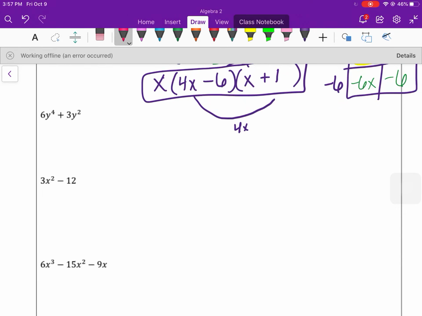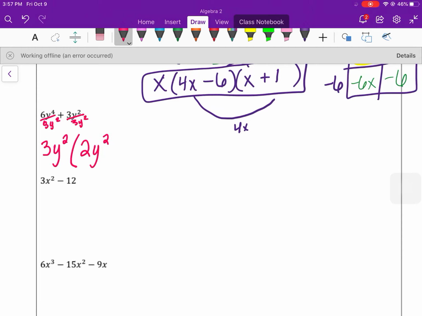Second example, 6y to the 4th plus 3y squared. First, 6 and 3 are both divisible by 3. Then y to the 4th and y squared, I can take out a y squared from each. Which means if I take out a 3y squared here, 6 divided by 3 is 2. Y to the 4th, take out a y squared, will be y squared left.